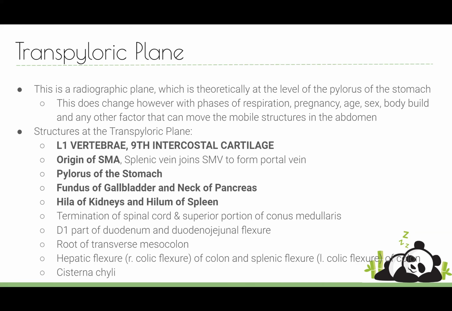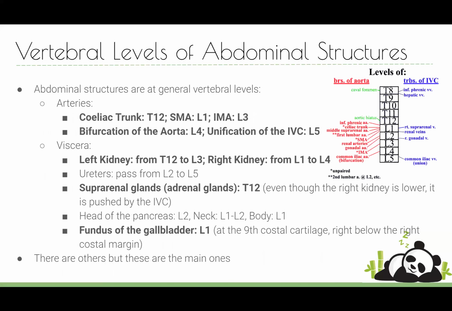The origin of the SMA is very important. The fundus of the gallbladder and the hilum of the kidneys and the hilum of the spleen is very important. These are the vertebral levels of the abdominal structures. So basically, this is where generally your structures will be in a vertebral level. This is important as well. I would learn this basically word for word.